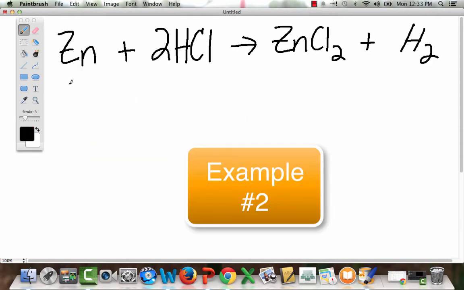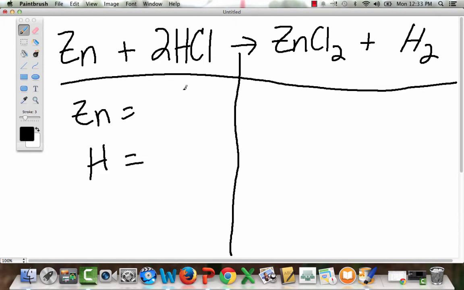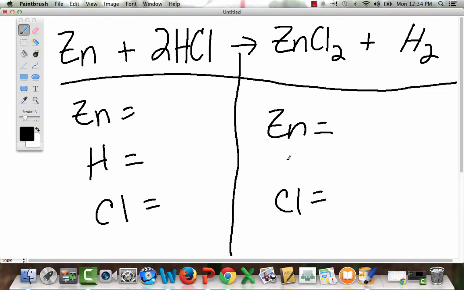So again, I always like to make a T-chart. I think it's easier to keep things separated. And then I always like to start with a list of elements that I need to deal with. So I know I have to deal with zinc, right? Because it's right here. What's next? Well, hydrogen's also here. And who else? Chlorine is also here at the party. Okay, so we should, by conservation of matter, have the same thing on the other side. So I have zinc, I have chlorine, and I have hydrogen.